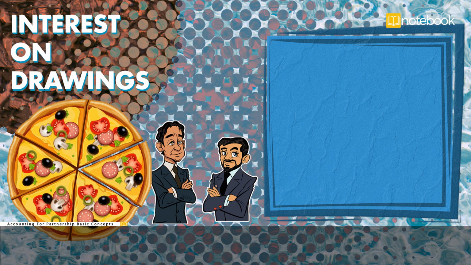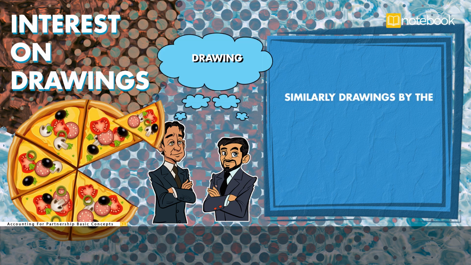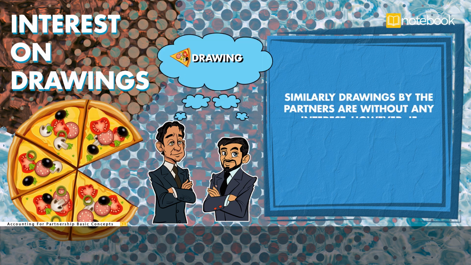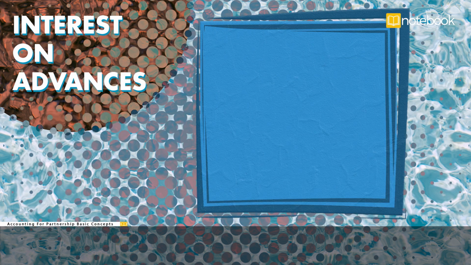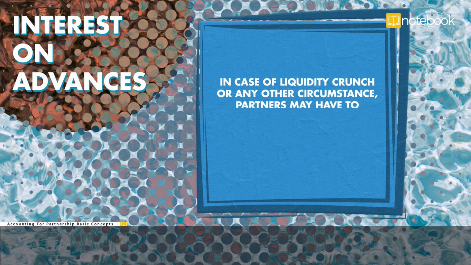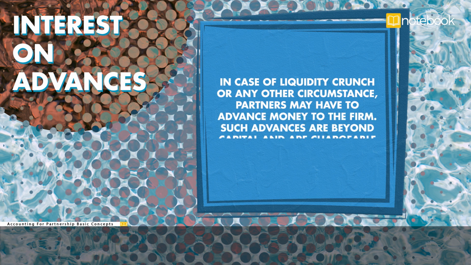Interest on drawings. Similarly, drawings by the partners are without any interest. However, if explicitly mentioned in the deed, then they become chargeable. Interest on advances. In case of liquidity crunch or any other circumstance, partners may have to advance money to the firm. Such advances are beyond capital and are chargeable at a rate of 6% generally.